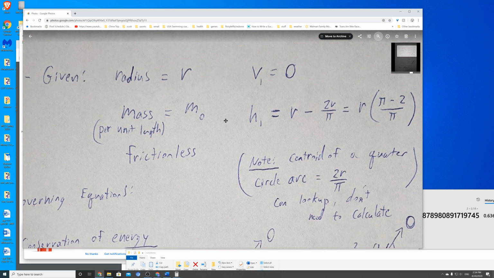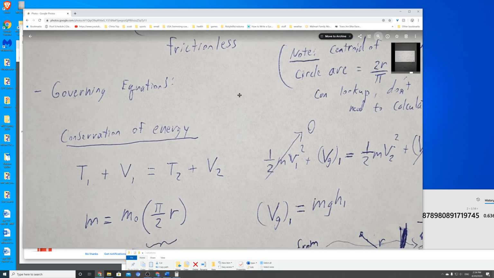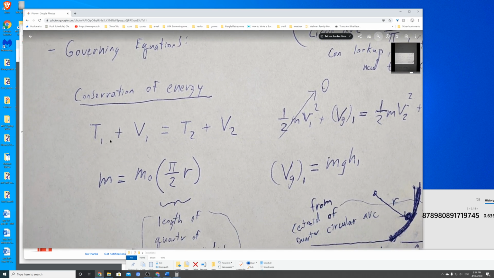All right. So those are what's given. Initial velocity 0. So we're going to use that information. Here's our conservation of energy.